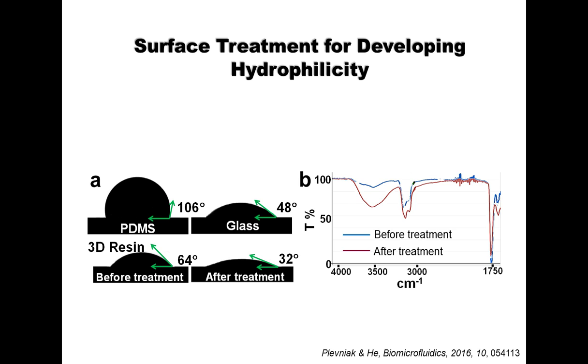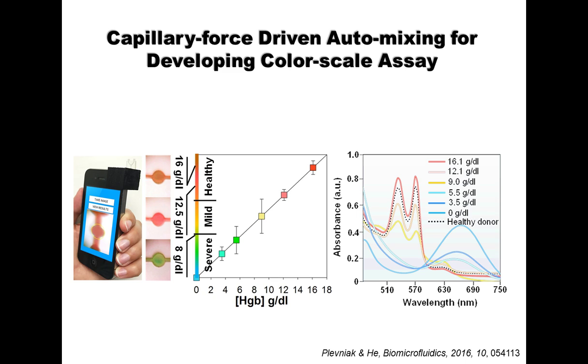And as we see before the treatment and after treatment, the surface property actually changed, through the FTIR measurements on the right panel of the figure. And we can see the 3D resin after treatment shows a very hydrophilic property with a contact angle around 32, which has much more power to drive the flow into the microfluidic channel.